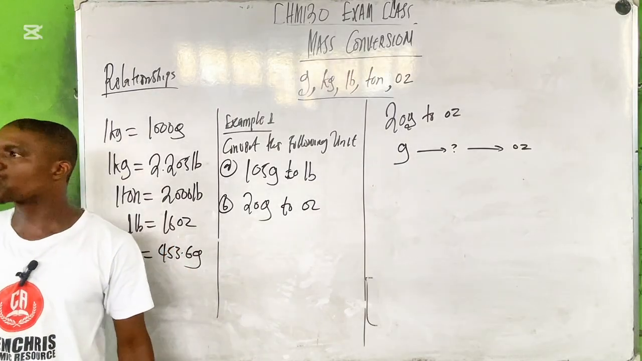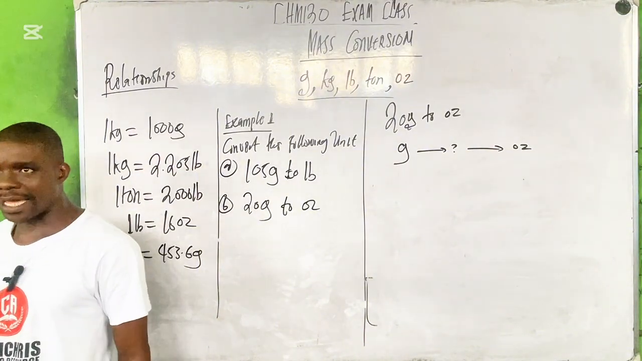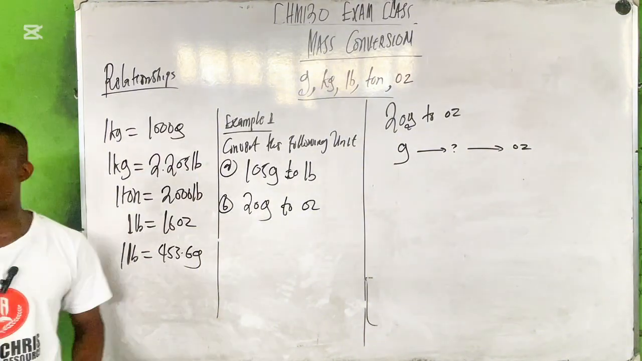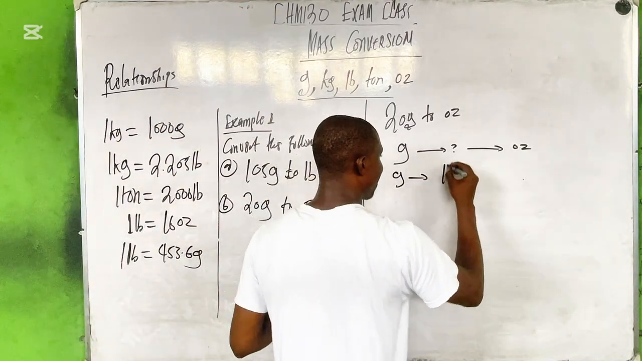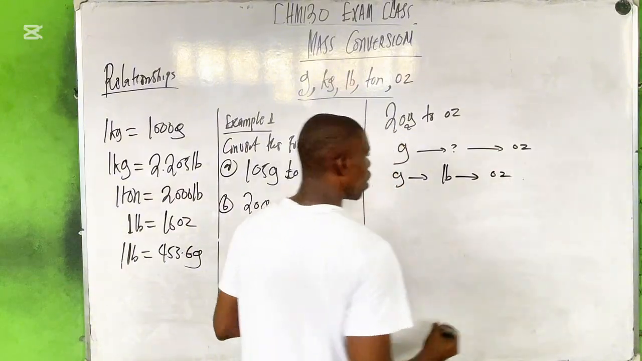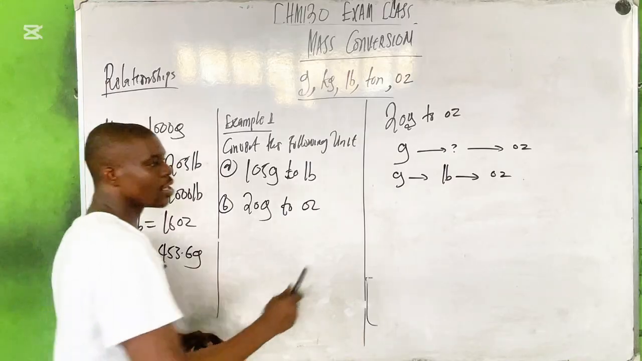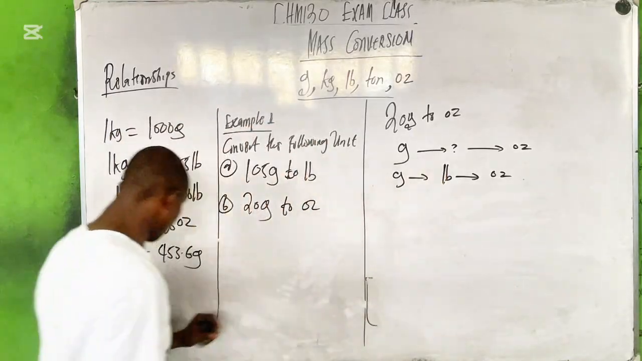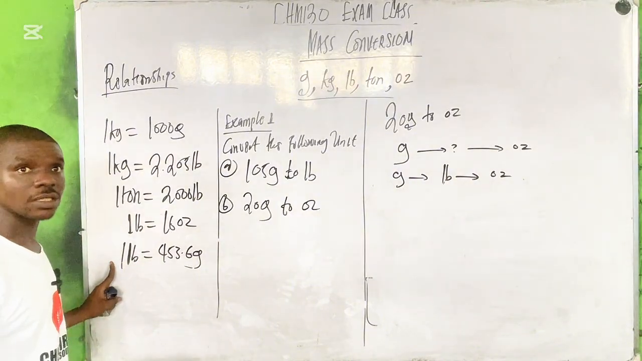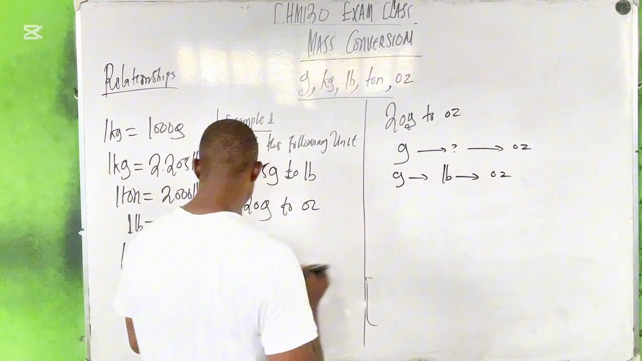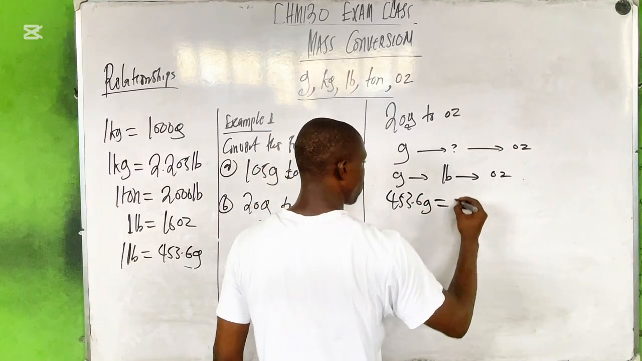So this one needs 2 different relationships. Are we together here? That is, move from gram to pounds, from pounds to ounce. Is it clear? So, what relationship between gram and pounds? We know that 453.6 gram is equal to 1 pound, right? So here we can say 453.6 gram equals 1 pound, right?